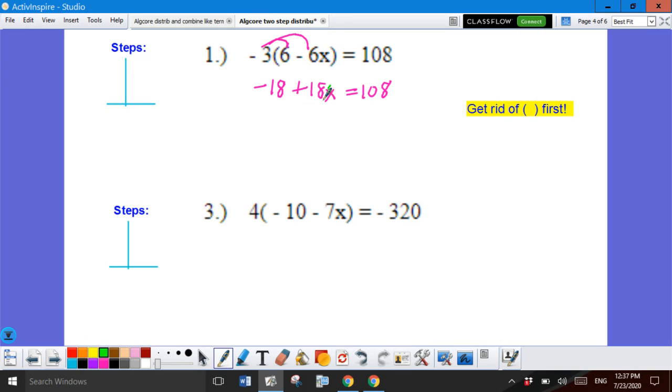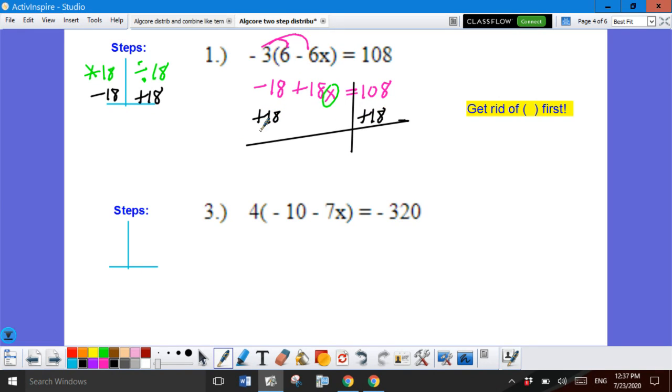All right, now let's do our steps. Times 18, divide 18. Minus 18 plus 18. So the first thing I'm doing is adding 18. This is going to go away. So 108 plus 18 is 126.